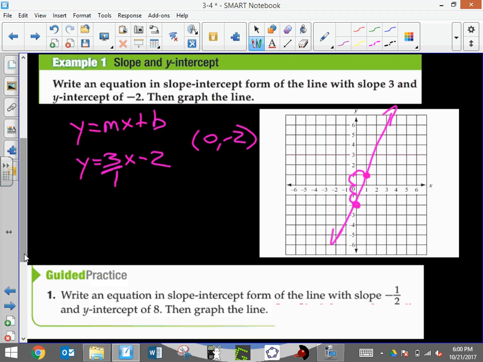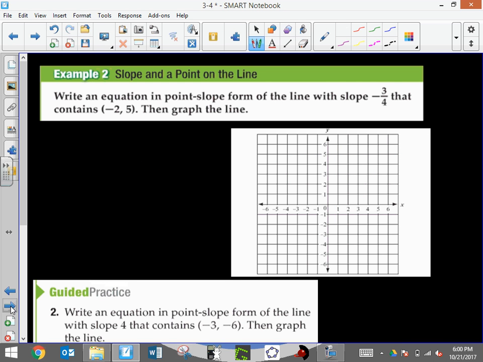Okay, on the next slide, now it wants me to write an equation in point-slope form. So this is the other form that we are given, with the slope of -3/4 that contains the point (-2, 5), and then again graph the line. Well, this time they don't give me the y-intercept. It's not in the form that looks like this. When they don't give me the y-intercept, then I want to use this form. y minus y sub 1 equals m times (x minus x sub 1).